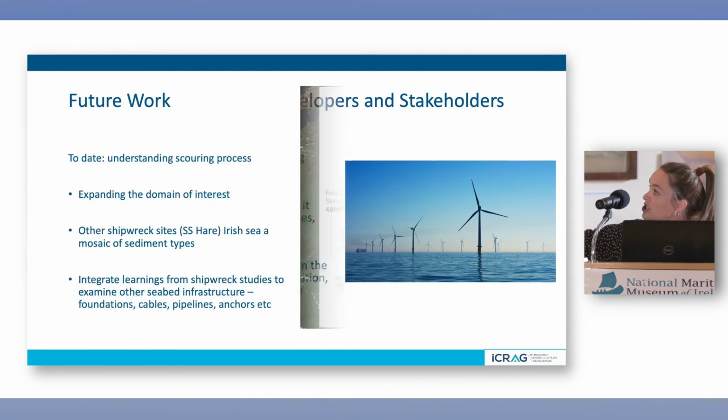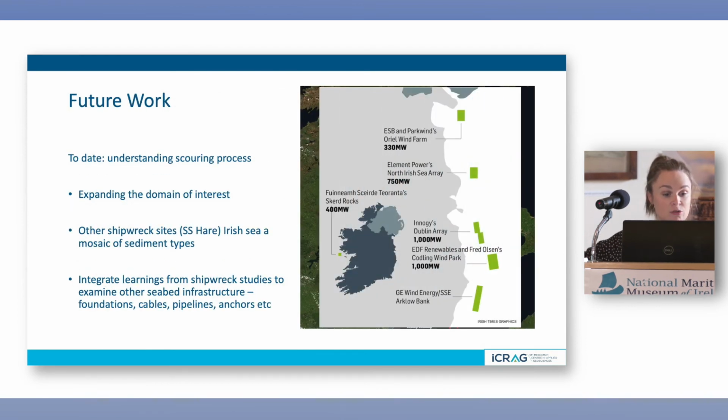So to date, we've been understanding the scour process. We're going to expand on that work. We're particularly interested in looking at other shipwreck sites, for example. There's a whole pile of them. We started with the Powell, we've moved on to the SS Hare, and of course moving over to the West Coast also. There'll be different conditions there, of course. And how we can integrate those learnings from the shipwreck sites into the infrastructure that we want to and need to put on the seabed.